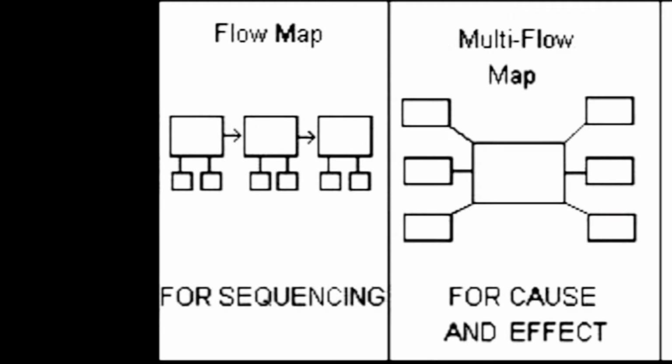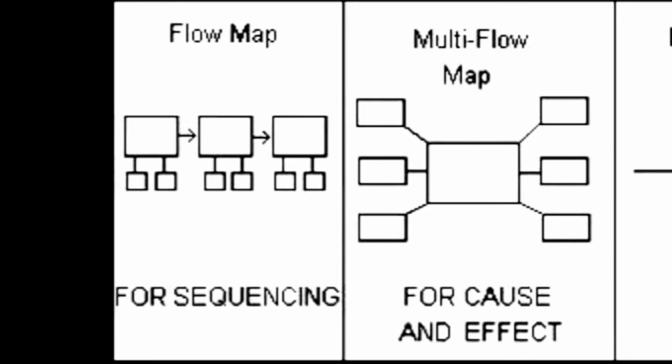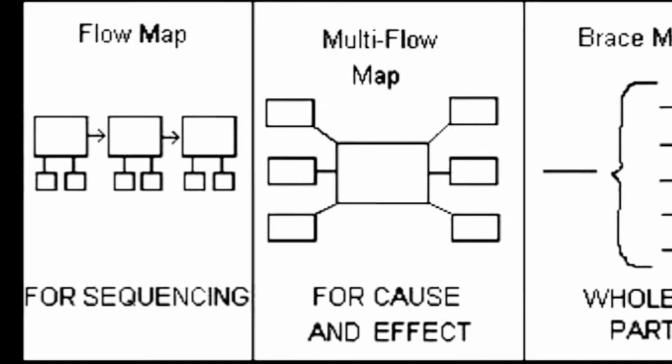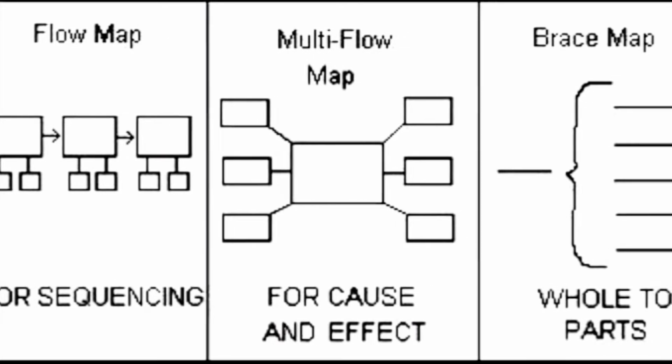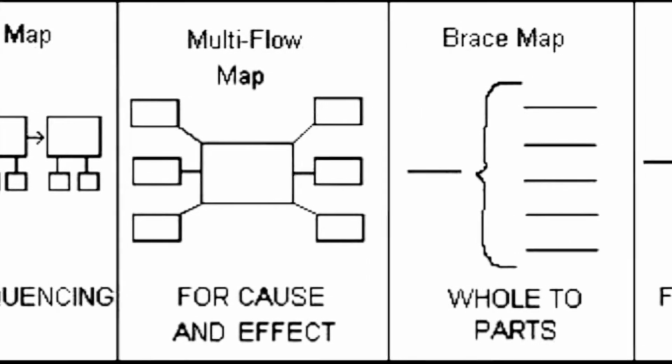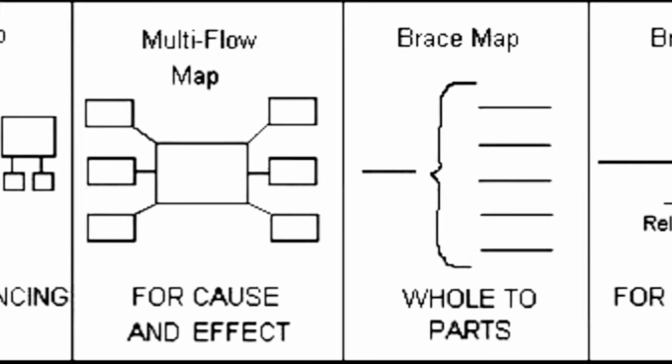Next, we see the flow map. It's used for sequencing. What happened? What is the sequence of events? What are the substages? Then we see the multi-flow map. It's used for cause and effect. What are the causes and effects of this event? What might happen next?